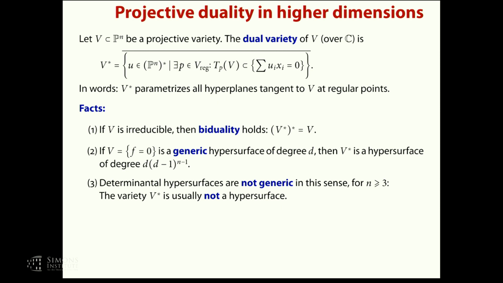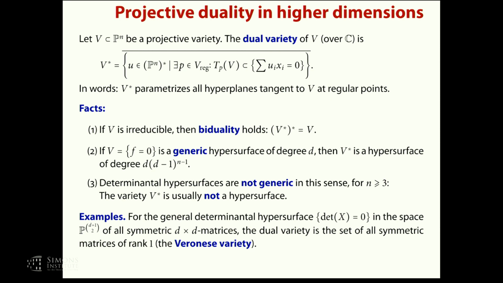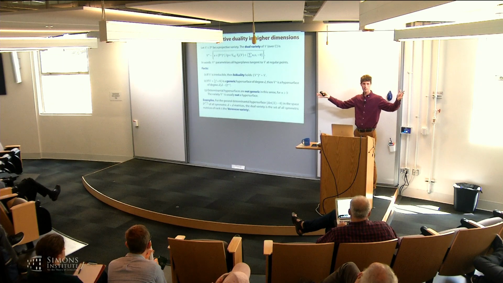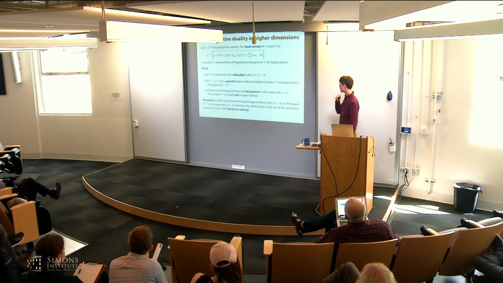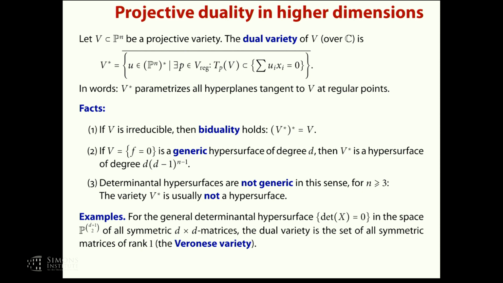In fact, the most extreme example of this is if you just take the general determinant. You can think of it as a hypersurface in the space of all symmetric d by d matrices. You take all symmetric matrices of rank less than d. This is the determinantal hypersurface, and the dual of this is just the set of all symmetric matrices of rank 1, which in algebraic geometry is the Veronese variety. So the determinantal hypersurface has dimension d plus 1 choose 2 minus 1, and the dual has dimension d. So the dimension collapses completely.